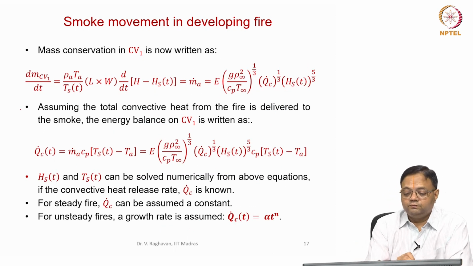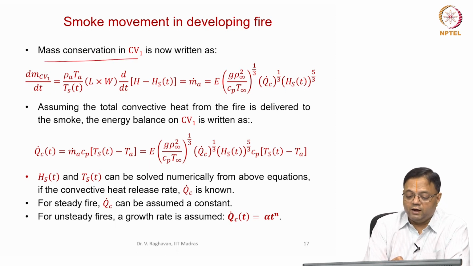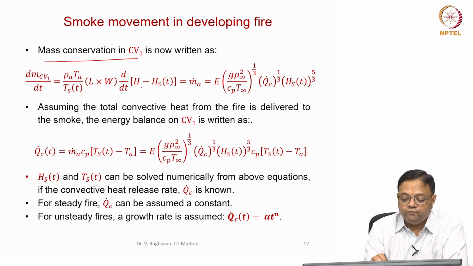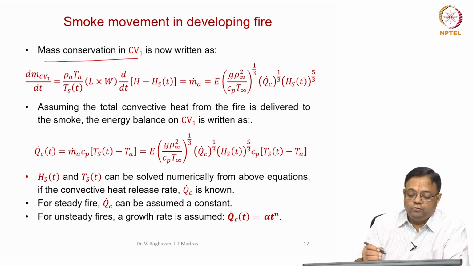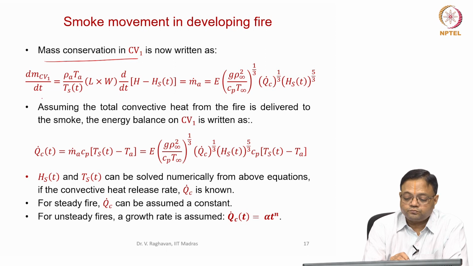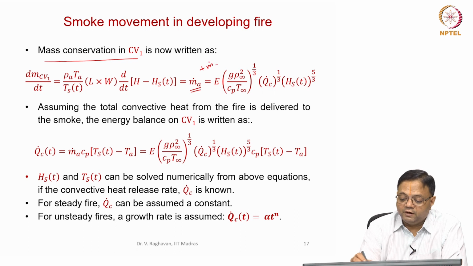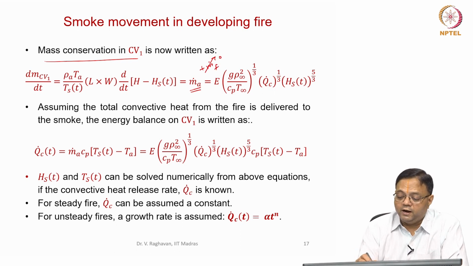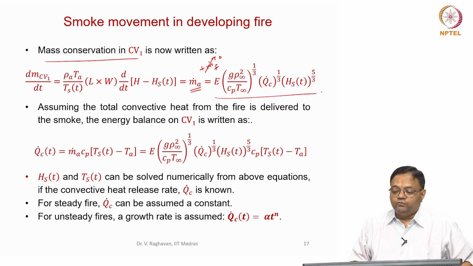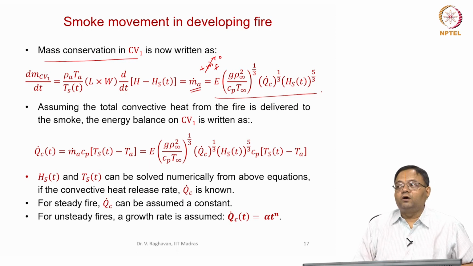That's it. So combining all this, we can write the mass conservation in the CV1 as dmCV1 by dt equal to rho S, that is rho A Ta by Ts, into LW, the area L into W, into d by dt of H minus Hs. Correct. So in the MCV, the only variable which we include in the time derivative is H minus Hs. That's it. Now that will be equal to m dot A plus m dot F, which is neglected here. So we are only putting m dot A here, and m dot A I know from the Zukowski correlation. So this is the equation I get for the conservation of mass in CV1.